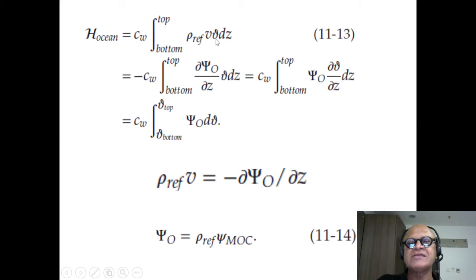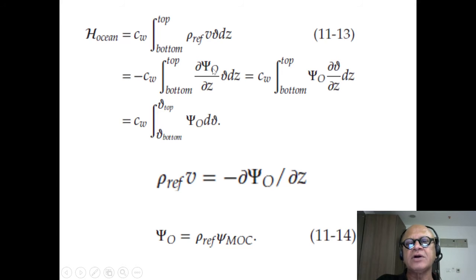You can write the stream function here. So define rho ref v as a non-divergent flow, horizontally non-divergent flow. So vertical gradients have to be equated to the meridional transport. So rho ref v becomes minus d psi 0 dz.